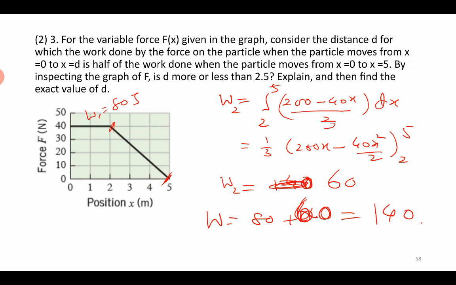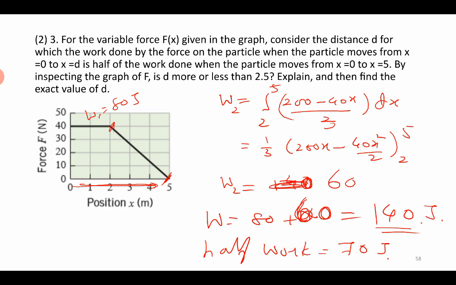What is half of the work? Total work from 0 to 5. When you start from 0 and end to 5, total work done in this direction is 140 joule. Half the work is 70 joule.